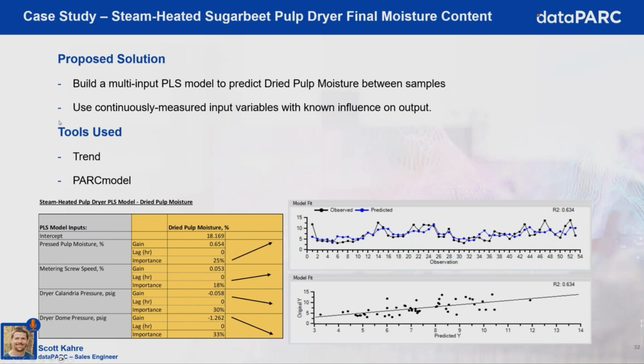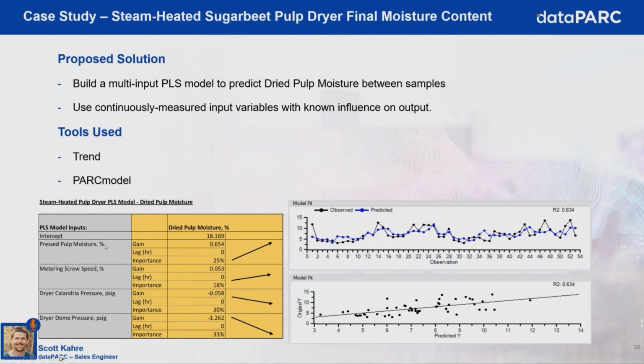So again, the solution is to build a multi-input PLS model. We're going to use primarily continuously measured input variables that we know have an influence on the output. So here's where that process knowledge comes in again. Someone that's familiar enough with the process to know which input variables affect that pulp moisture would put together this list to build this model.